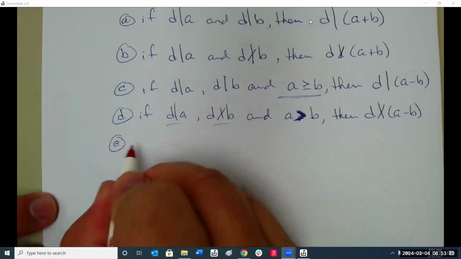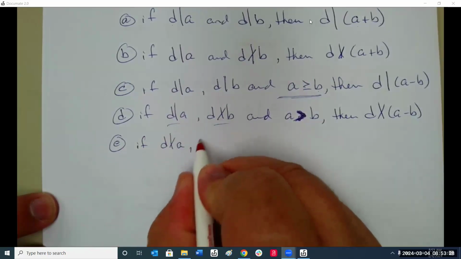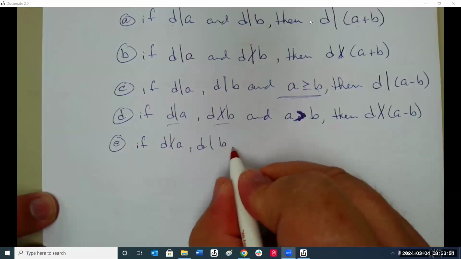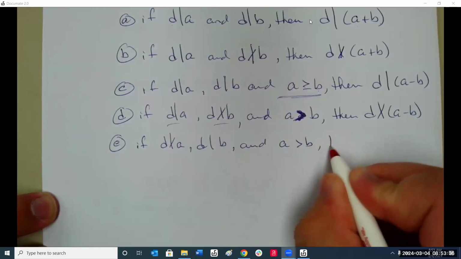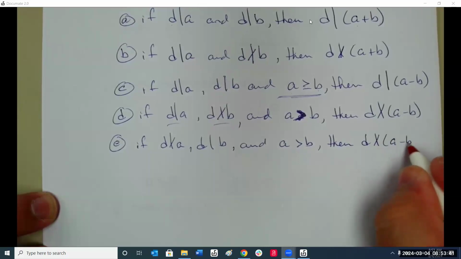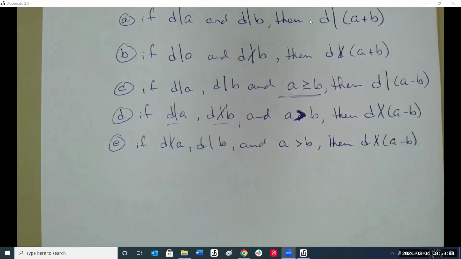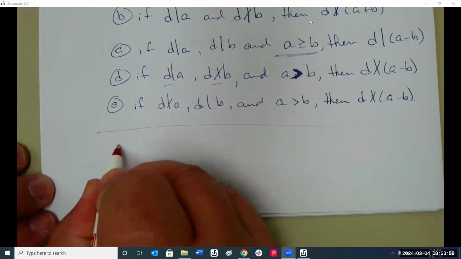And the last one, it says if D is not a divisor of A, D is a divisor of B, and A is greater than B, then the same thing. D is not a divisor of A minus B. What this really tells us is you can add and subtract as long as the divisor is a divisor of both terms.